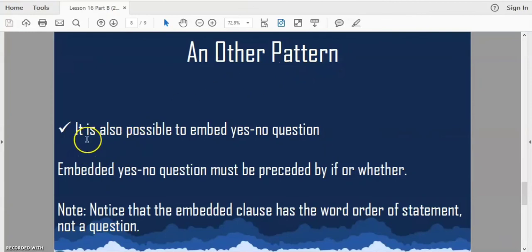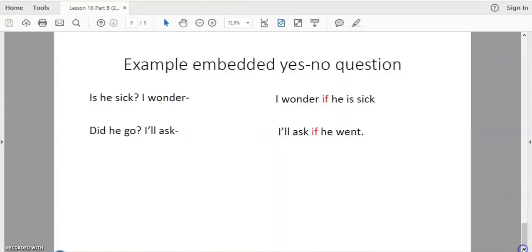And next, another pattern: it's also possible to embed a yes-no question. An embedded yes-no question must be preceded by if or whether. Notice that the embedded clause has the word order of a statement, not a question. So the example of an embedded yes-no question is like this. Is he sick? I wonder. "I wonder if he is sick." Don't forget if or whether.